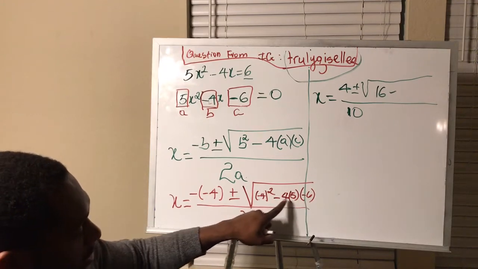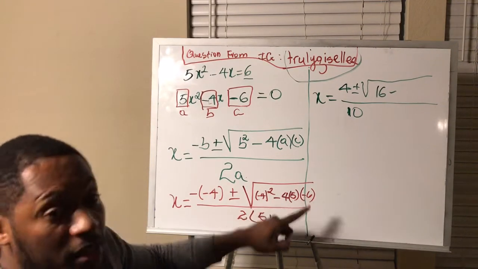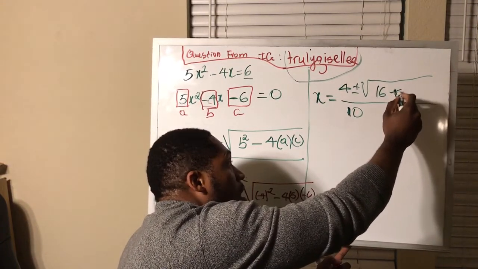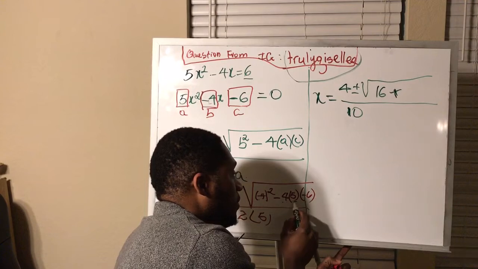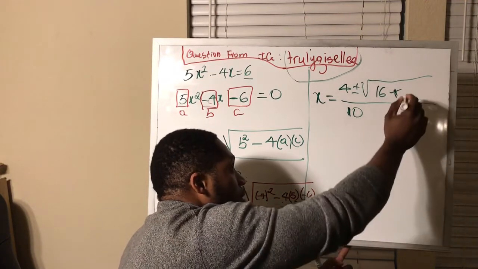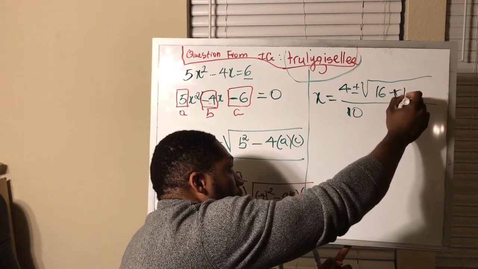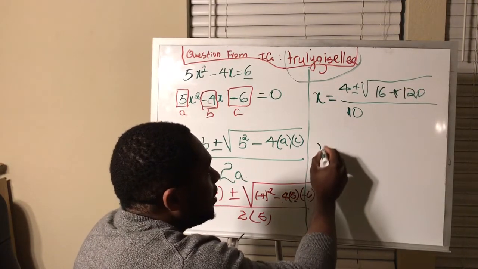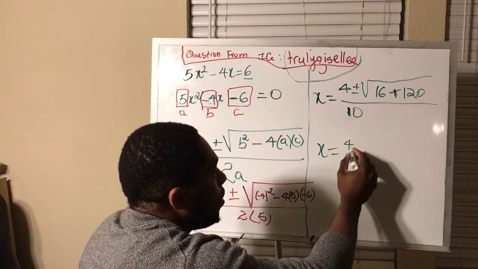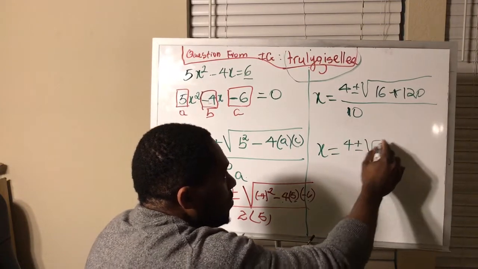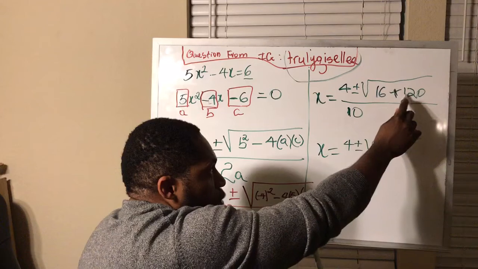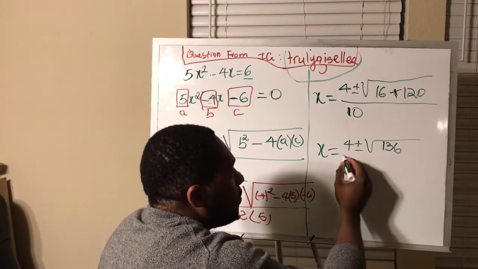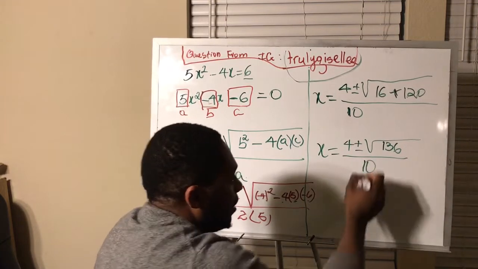You had a negative sign here and a negative sign here. That becomes a positive. 4 times 5, 20 times 6, 120, divided by 2a. So what you basically have here is x is equal to 4 plus or minus the square root of 120 plus 16, that's 136, divided by 10.